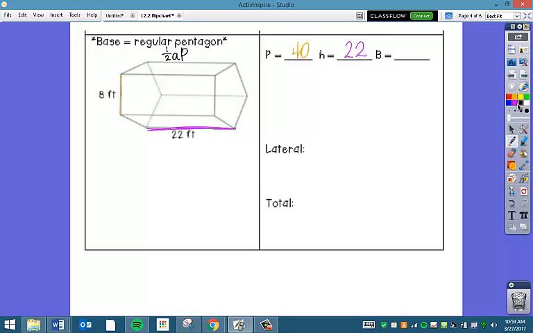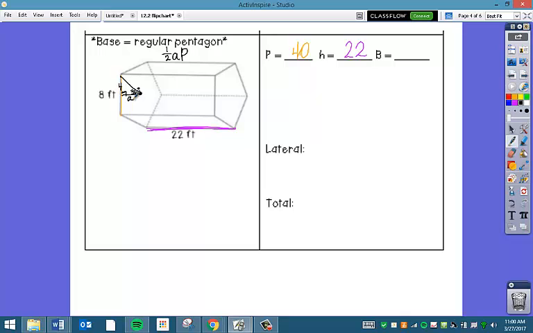Okay, now the hard part, finding the area of the base. So remember, I need to find my apothem. So there's my apothem, there's my radius. I just cut that 8 in half, so this is 4. I need to figure out what this angle is. So I'm going to do 360 divided by the number of sides, which is 5, which gives me 72. And then I have to divide that by 2, get 36 degrees.